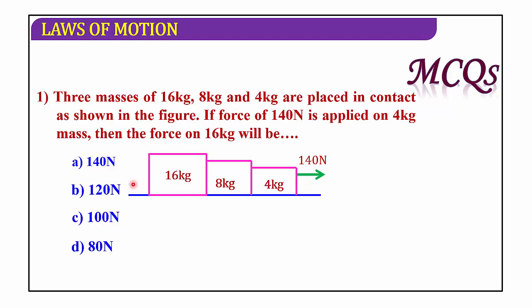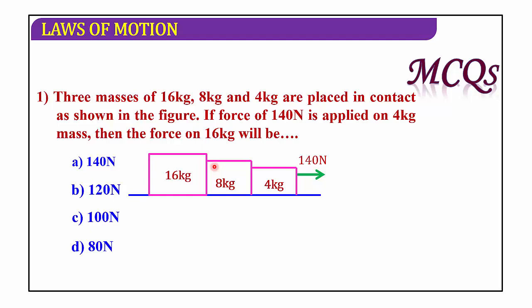Try to solve yourself. Three masses 16 kg, 8 kg and 4 kg all are placed in contact as shown in the figure. If a force of 140 Newton is applied on 4 kg, then the force on 16 kg will be. Yes, here you should observe the applied force. Where they have applied force? On 4 kg they have applied force in this direction. All these three bodies are in contact with each other. So when you applied force here, we have to find the force on 16 kg. Then try to solve yourself.